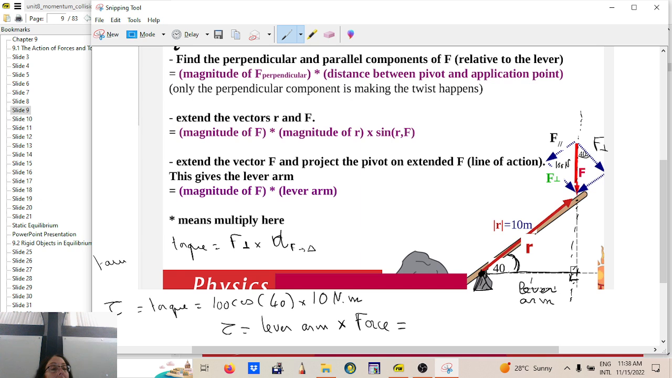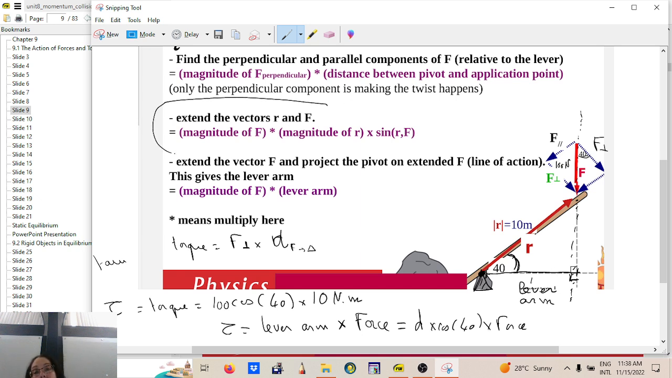You see the lever arm is the distance times cosine 40, times the force. So I get exactly the same equation. Do you agree with that? Yes? So it's a different way to find the lever arm. You extend the force, you project here, that's called the perpendicular distance.